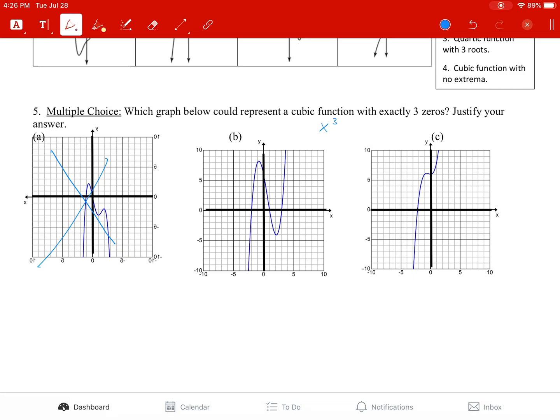Okay, and 3 zeros means it has 3 x-intercepts. So it crosses at 3 spots on the x-axis. So it can't be this one. So it must be B. And there you go. Okie dokie. And that's it.